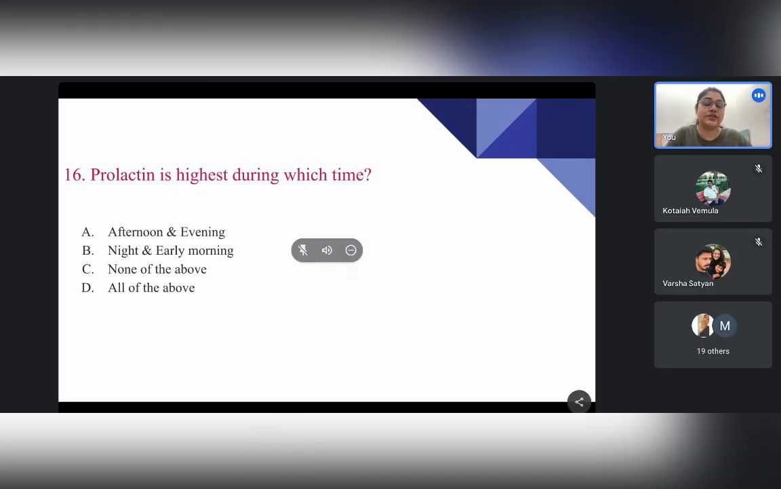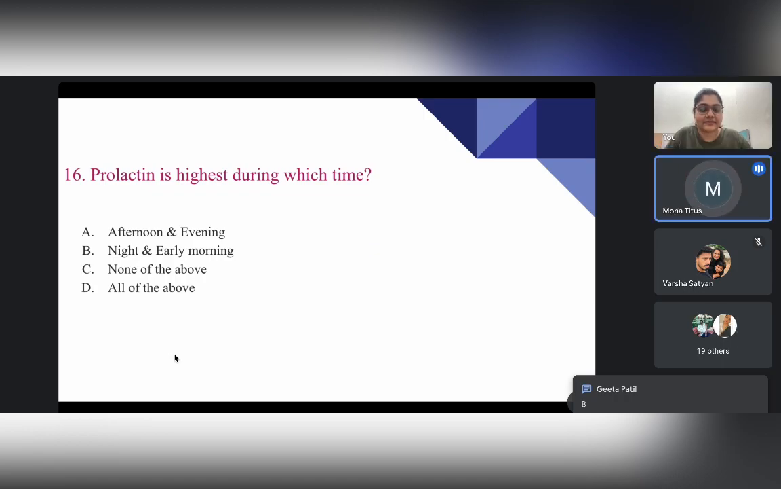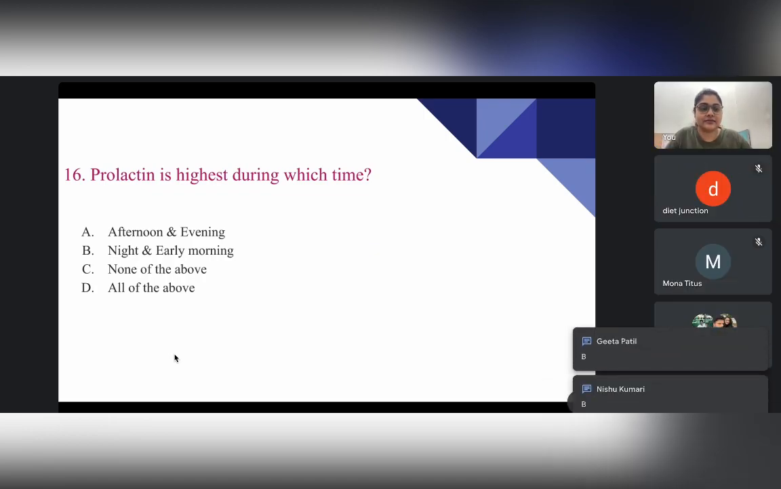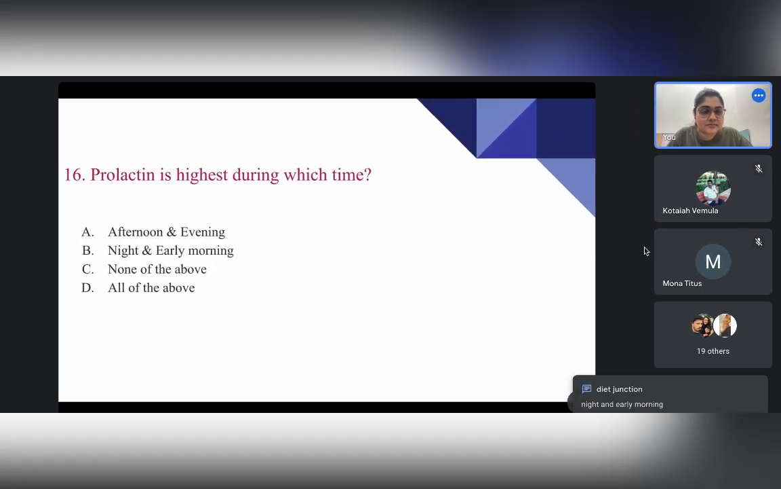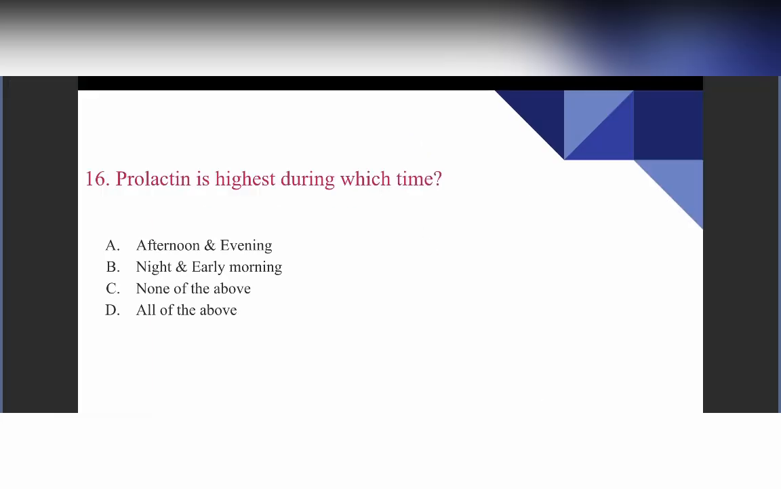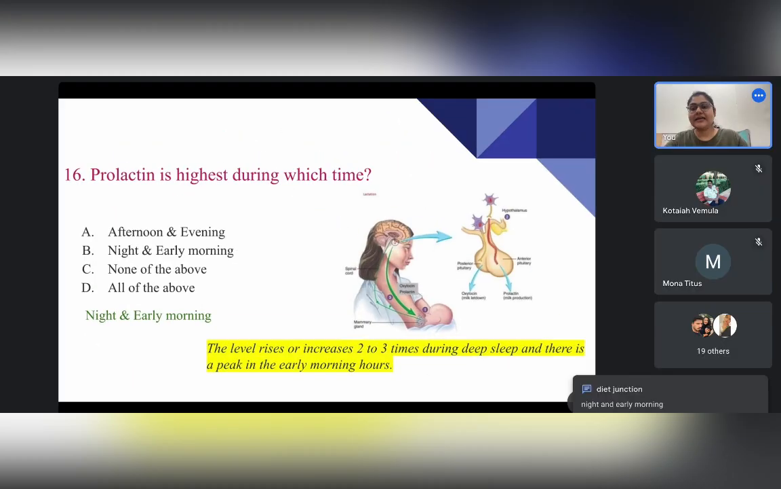Prolactin is highest during which time? Anybody with the answer? Option B. Okay, correct. So, as all of you have very correctly said, it is night and early morning.